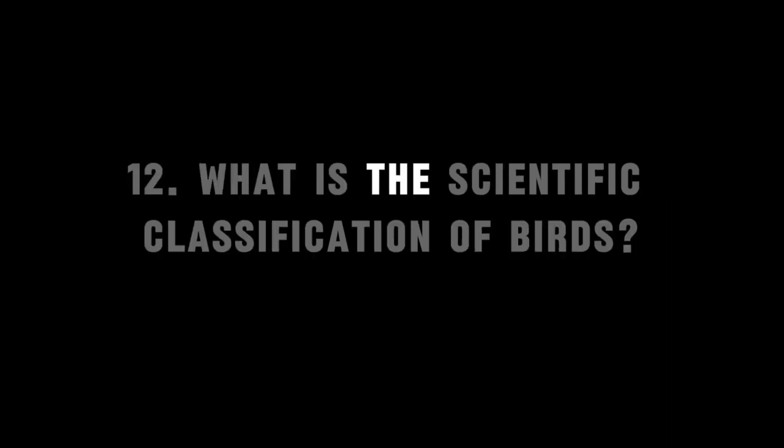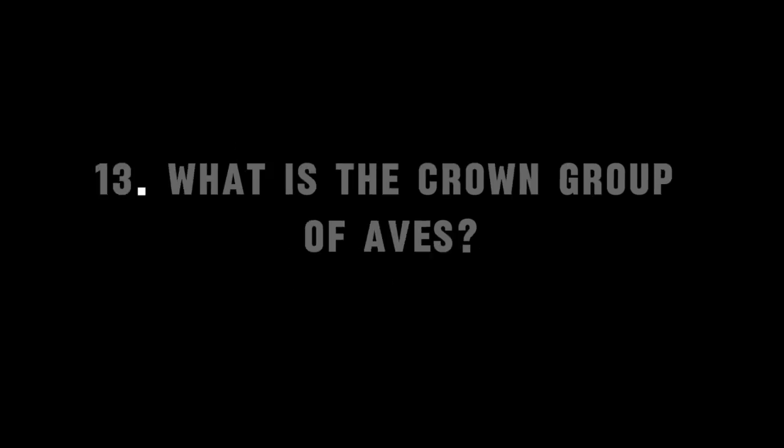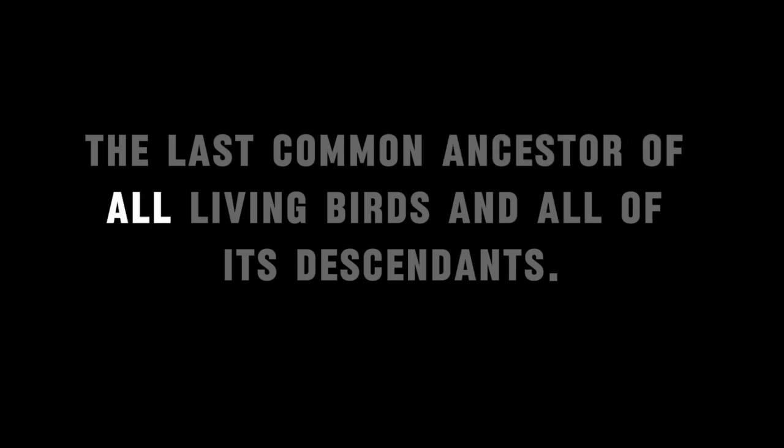12. What is the scientific classification of birds? Domain: Eukaryota. Kingdom: Animalia. Phylum: Chordata. Class: Aves. 13. What is the crown group of Aves? The last common ancestor of all living birds and all of its descendants.